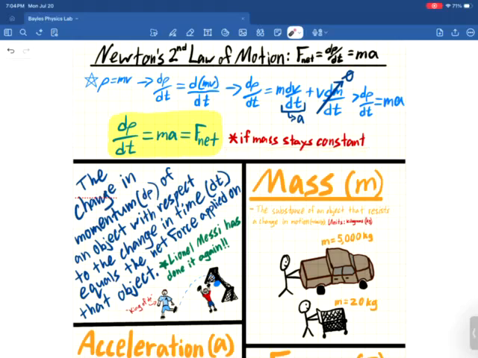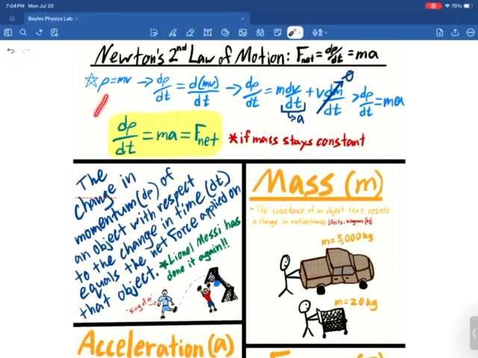If it burns all up, then we're talking about something else, chemical changes, losing mass, and everything will be different. But as long as your mass stays constant, this will hold true that your net force is equal to your mass times acceleration. And net simply means, let's say we have an object right here, and there's a force coming this way, and there's also a force coming this way. Those two will cancel each other out.